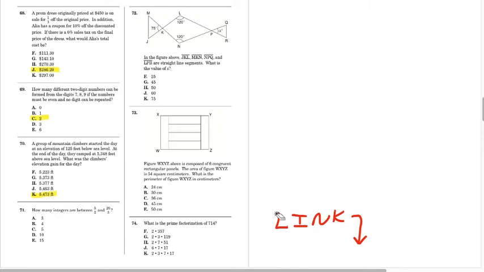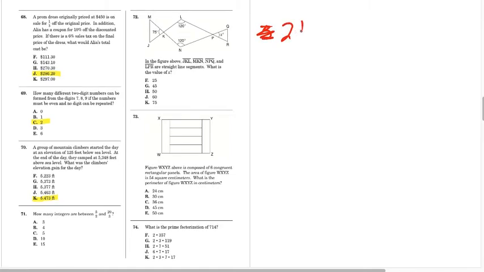The first question says, how many integers are between 5.5 and 20 and 1/3? So that's 2 and a half. And then we have 6 and 2/3. So how many integers? We have the numbers 3, 4, 5, and 6 between, which is 4 integers. So our answer is B.